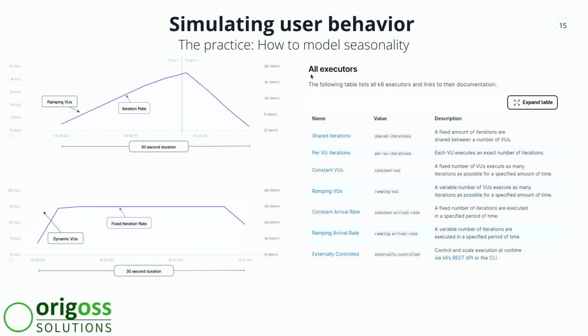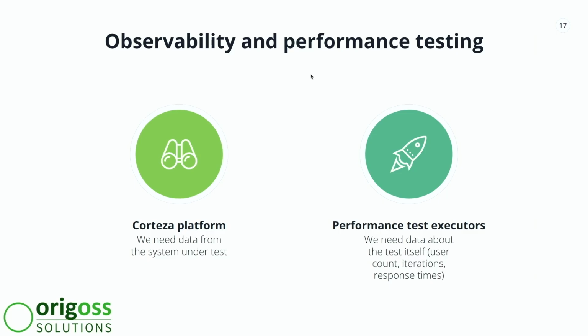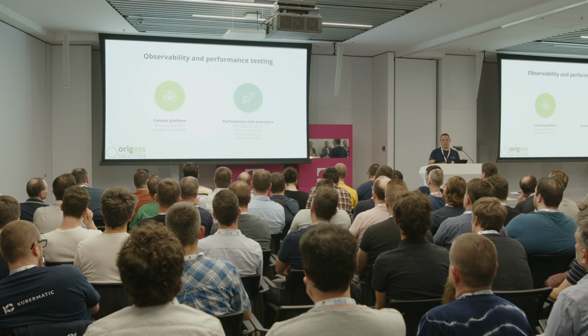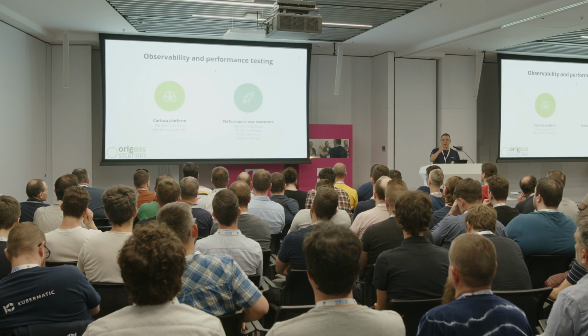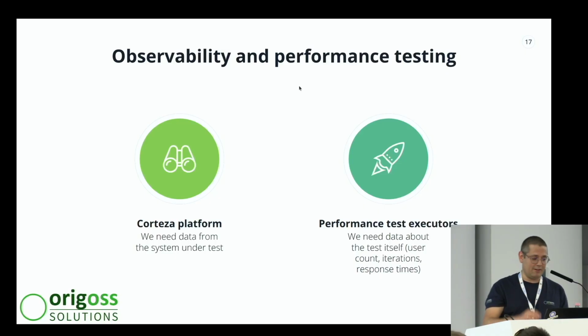Okay, so we can write our test. Next thing is we need to measure. We need to verify if our application performs well under testing. And we are standing on two legs. One of them is being the Corteza platform. The Corteza platform is instrumented to some extent. I will show you. And then we need data, the metrics which I've shown in the Hello example. We need also those metrics like the HTTP request duration or the iteration durations.